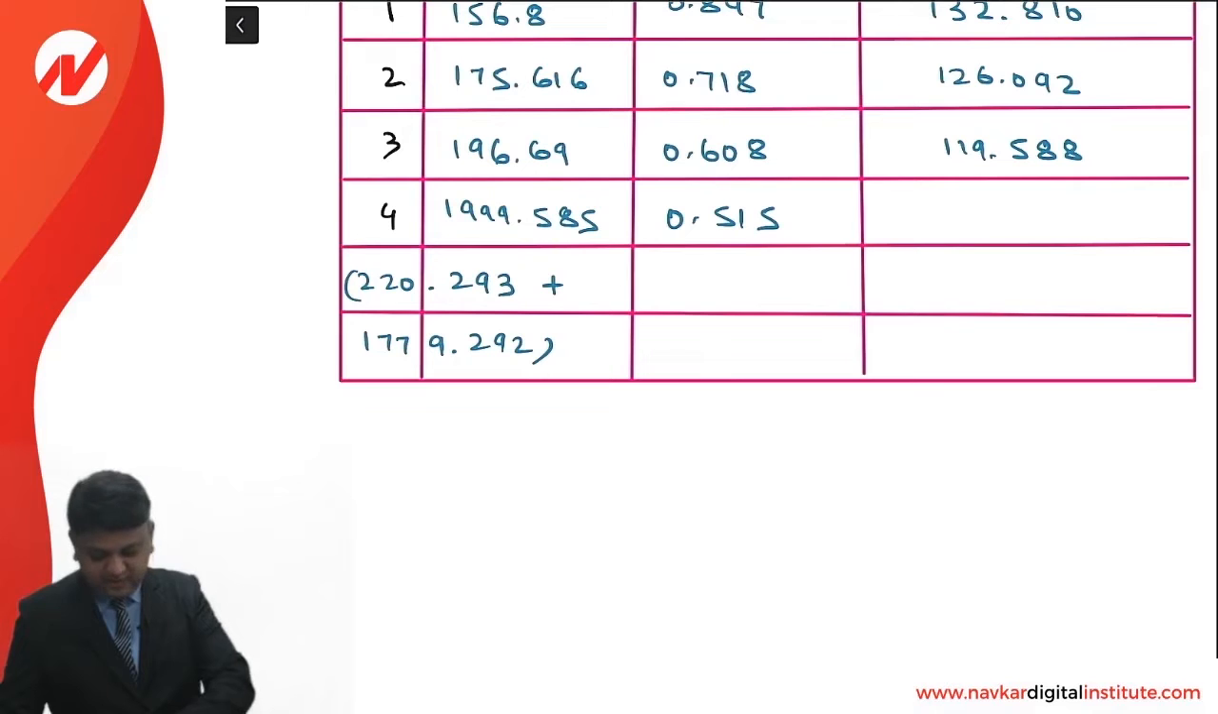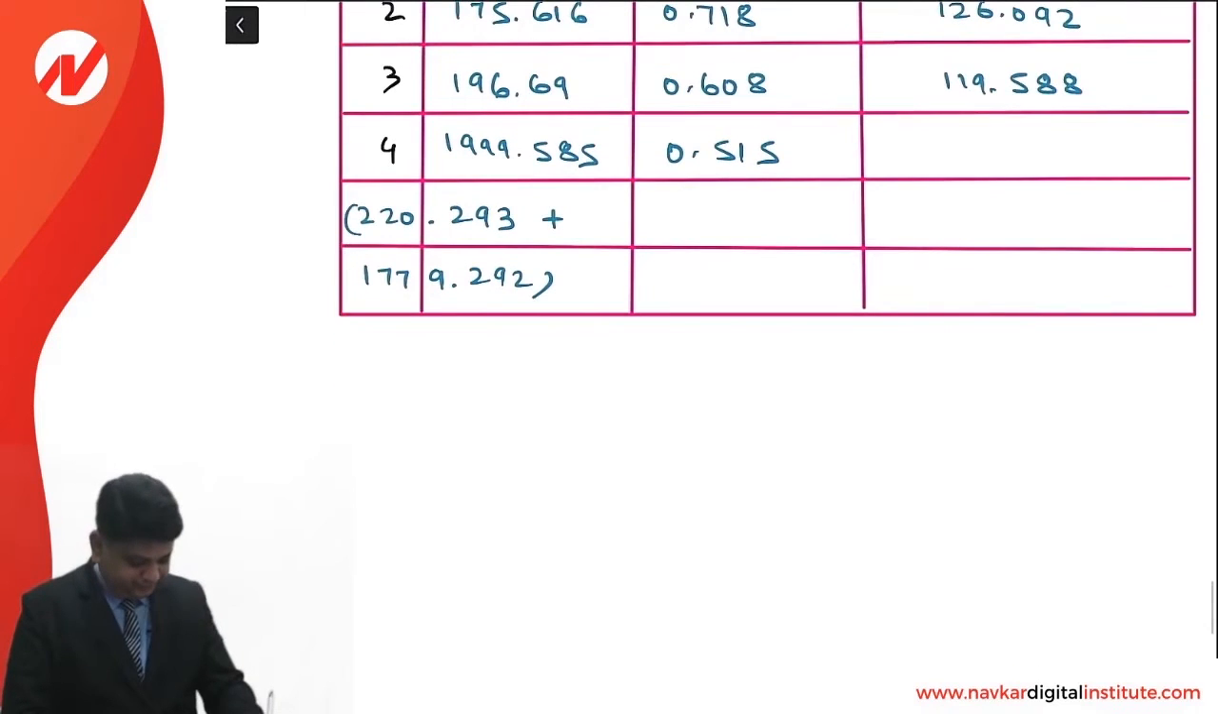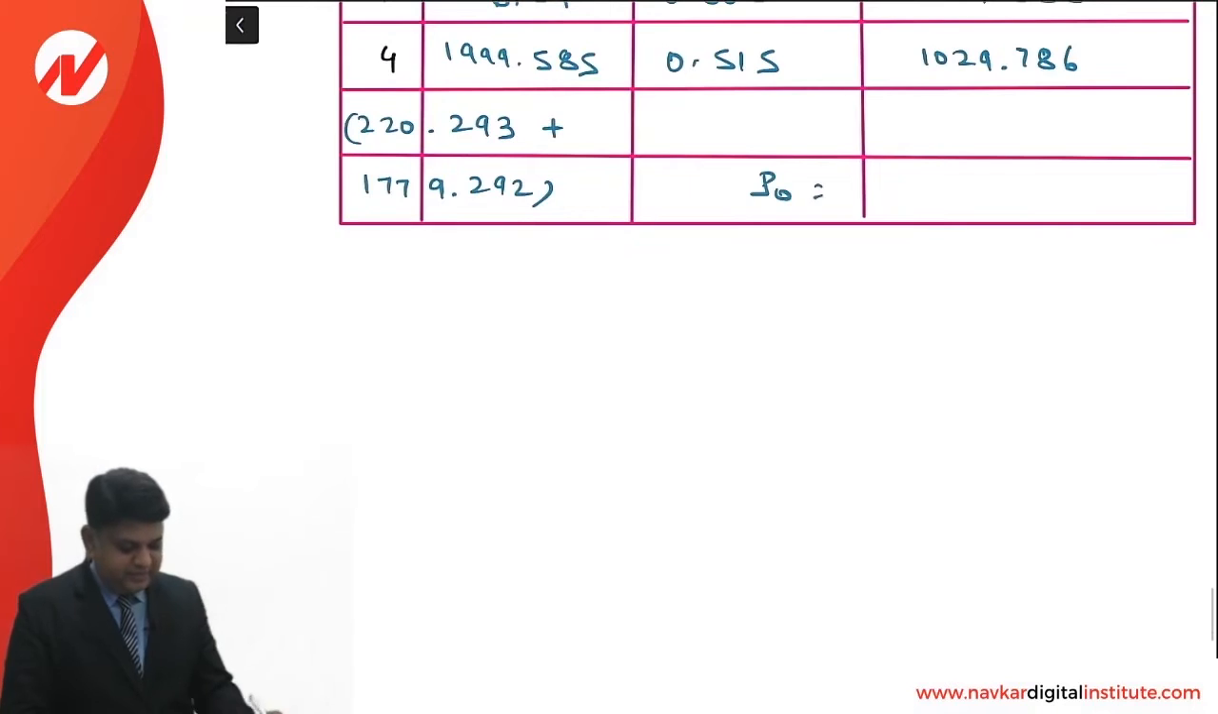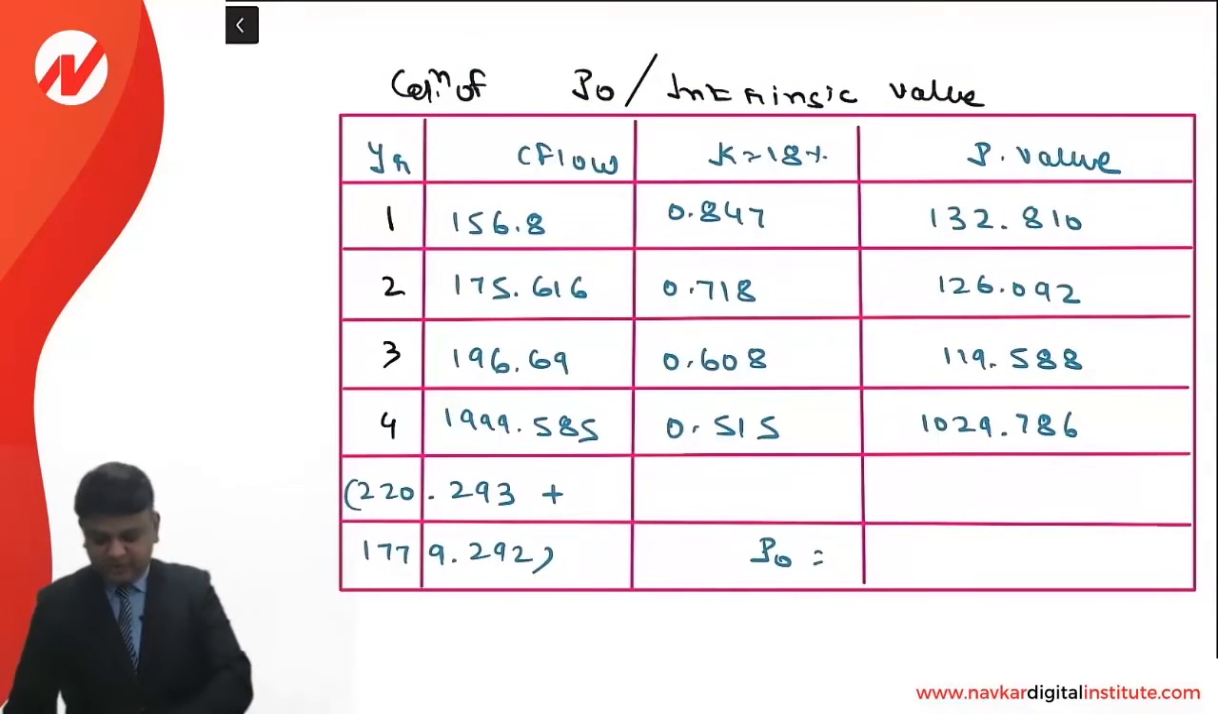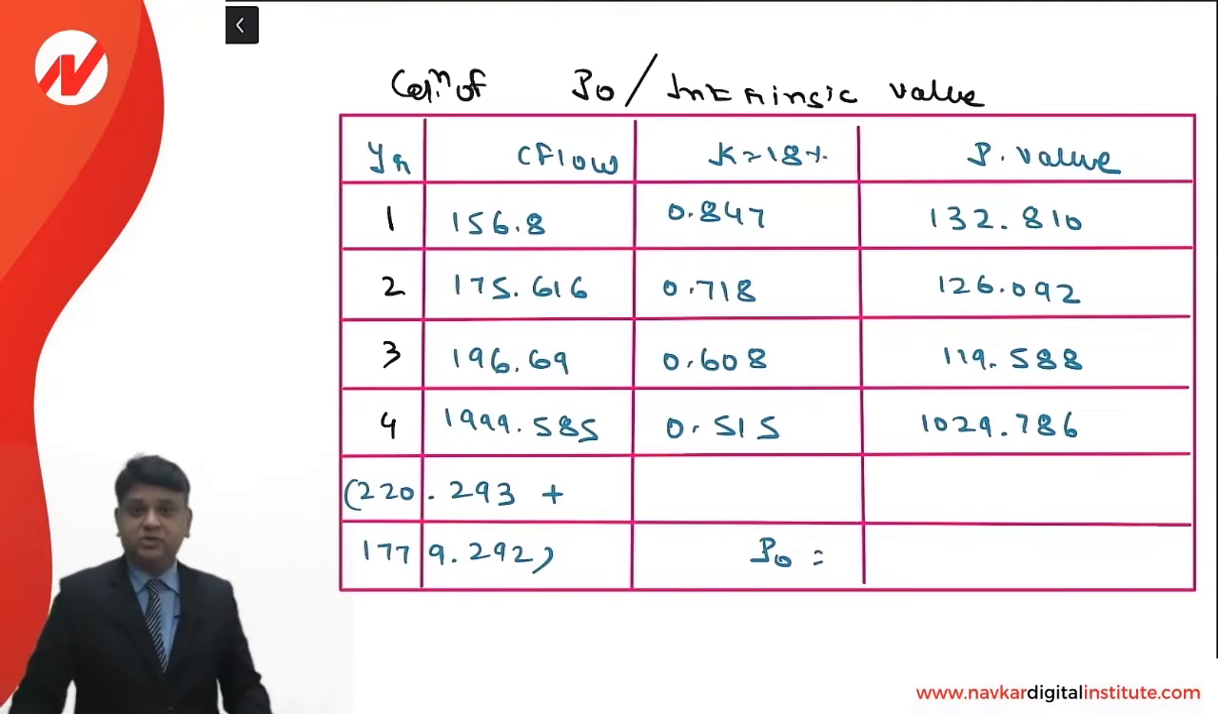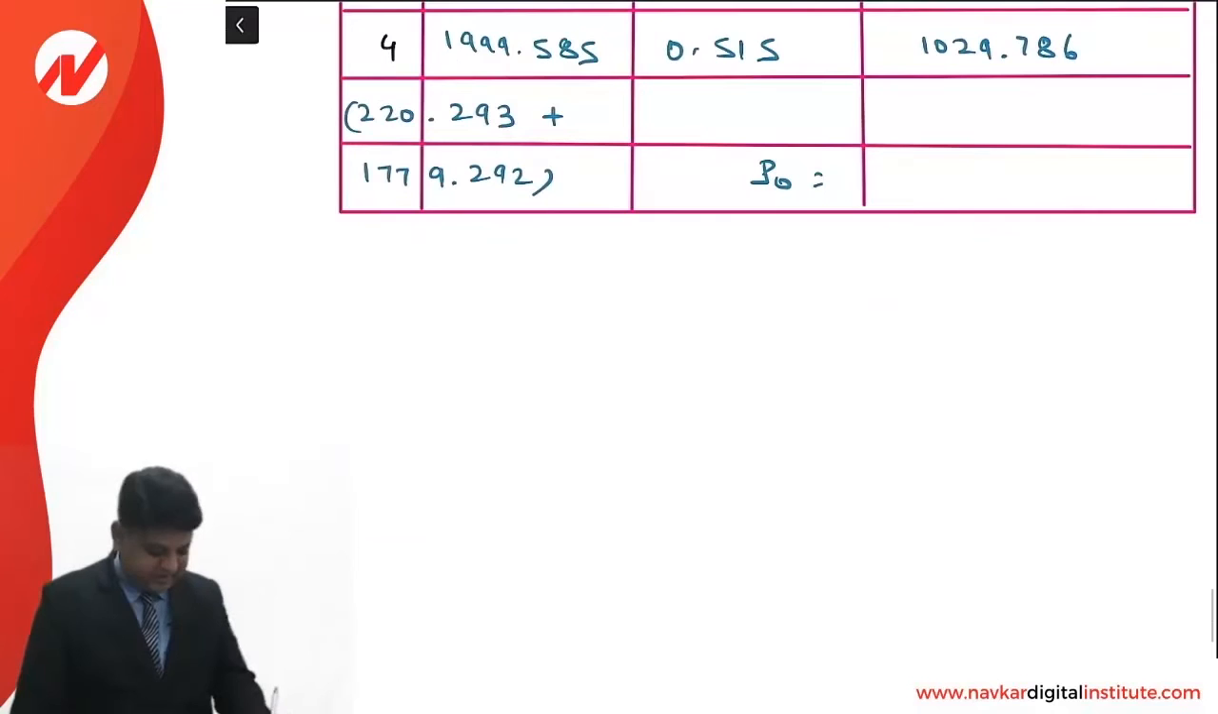Next is 1,999.585 into 0.515, that comes to 1029.786. Total of all of them is P0. So it is 132.81 plus 126.092 plus 119.588 plus 1029.786. So it is 1408.276.